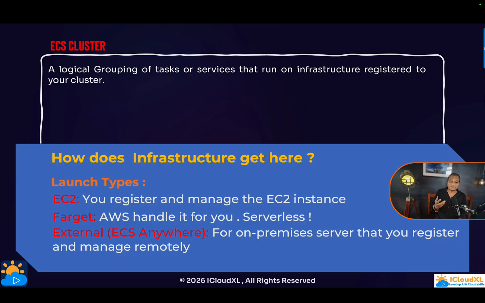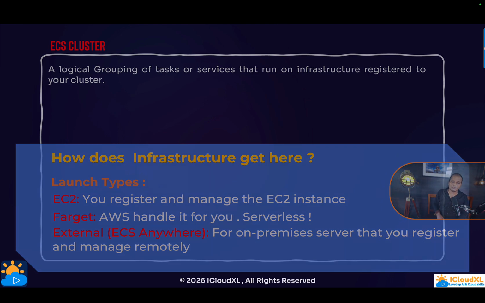Then the third launch type is External, ECS Anywhere. Let's say you have an ECS cluster running in AWS, but you want to run a task on an on-premises system as well, and you are running infrastructure in hybrid mode. So the on-premises data center is connected to the AWS cloud. You have instances, virtual machines or servers running on-premises, and you want to include them in your ECS cluster. This is the launch type you can go for. There is some setup required, and that instance will be added to your ECS cluster.